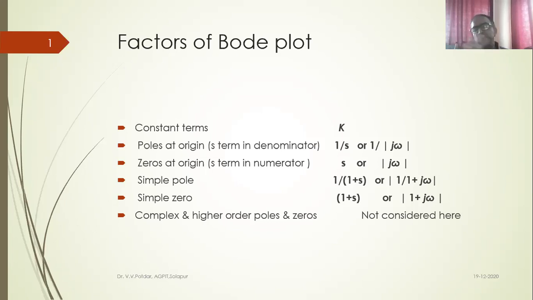Now, what are the various factors? As we know, friends, the transfer function of a given system, how to find out the transfer function, that procedure we already know. We write the equation of operation, and then we identify what are the input parameters and what are the output parameters, and we take a ratio of output by input as the transfer function.